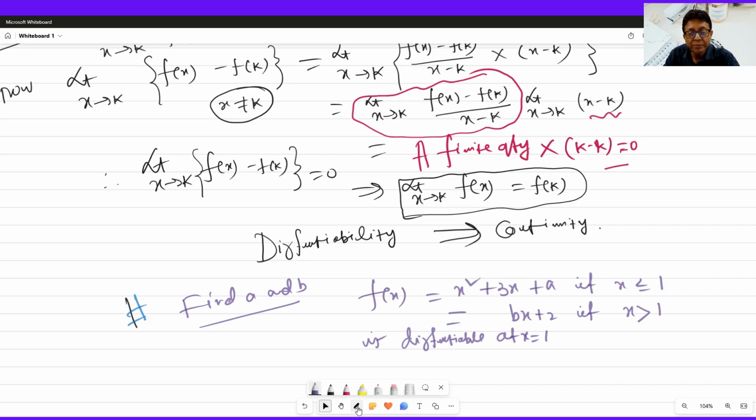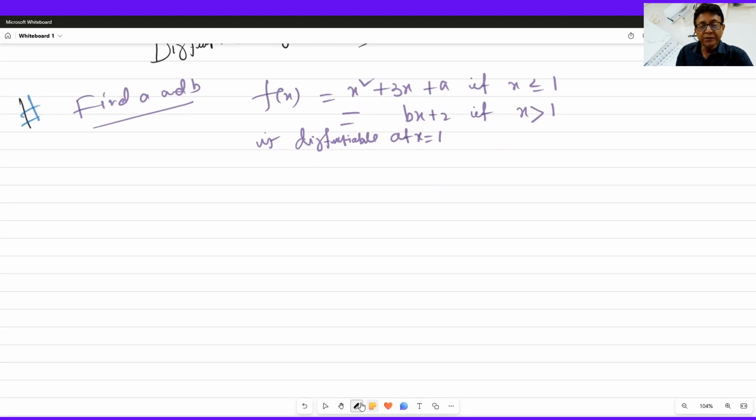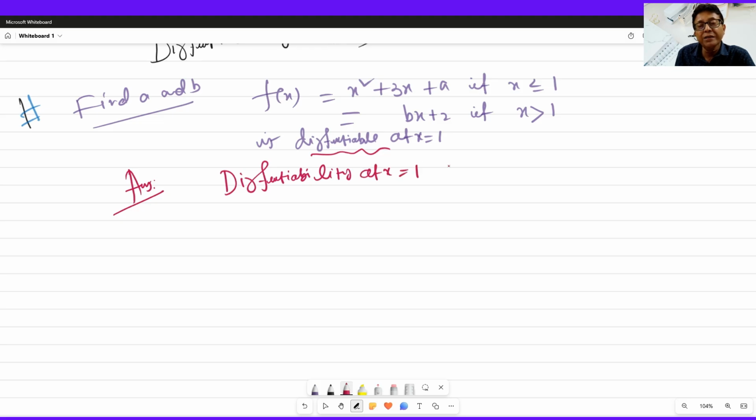Okay, let us solve this sum. You have to find the values of a and b so that the function is differentiable at x equal to 1. What theorem we have just proved, that we are going to use here now. That differentiability at x equal to 1 implies continuity at the point.